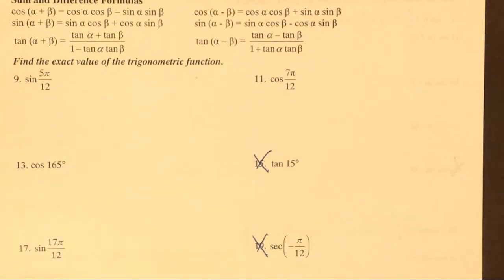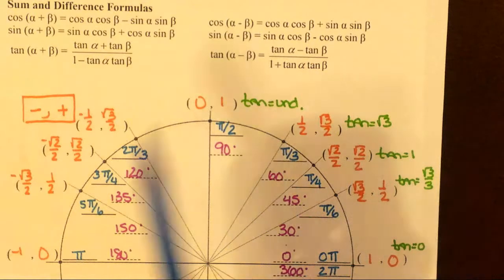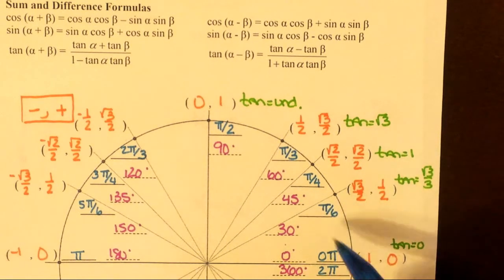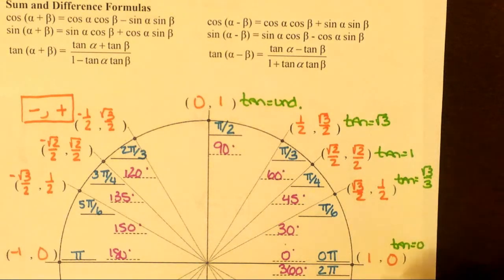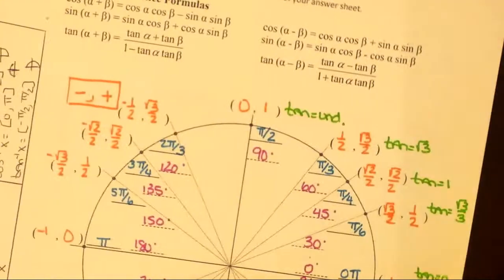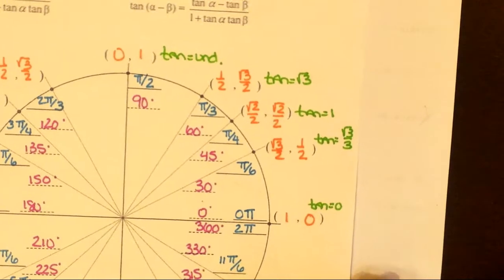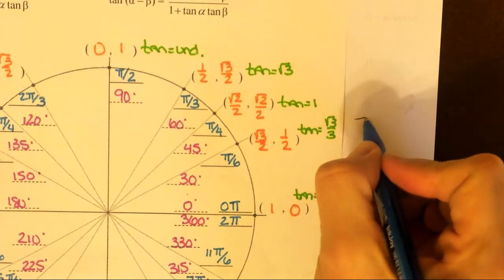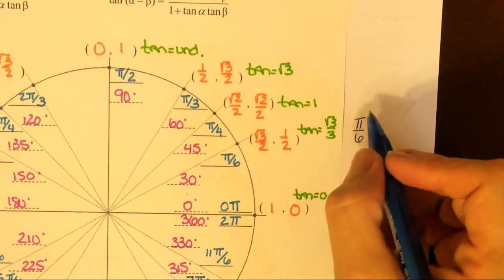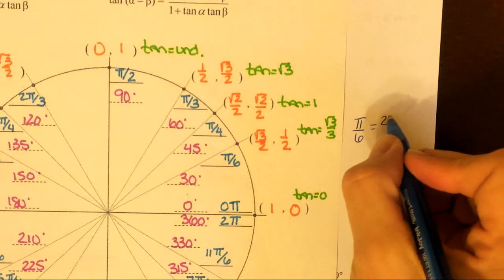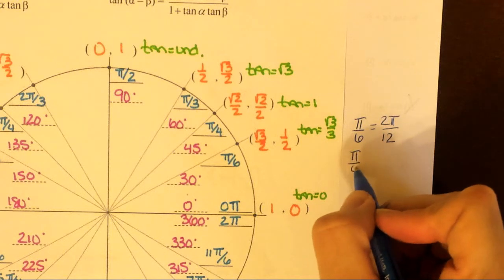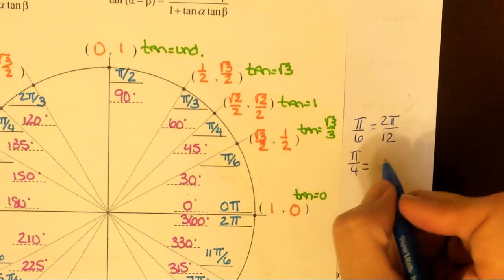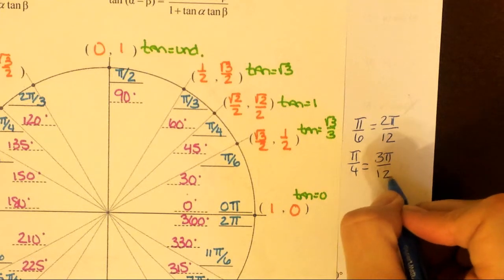As I'm looking at my unit circle, here's a copy of a unit circle, none of these are over 12. So the first thing I have to do is change pi over 6, pi over 4, pi over 3, pi over 2, and so on to be over 12. I'm going to do that over here on the side, a little scratch work. If I were going to change pi over 6 to be over 12, I'd multiply top and bottom by 2, and it would be equivalent to 2 pi over 12. Pi over 4, if I wanted that to be over 12, I'd multiply top and bottom by 3, and I'd get 3 pi over 12.